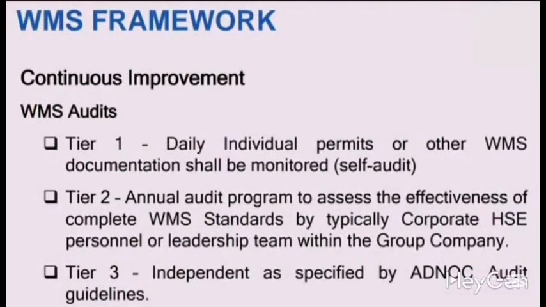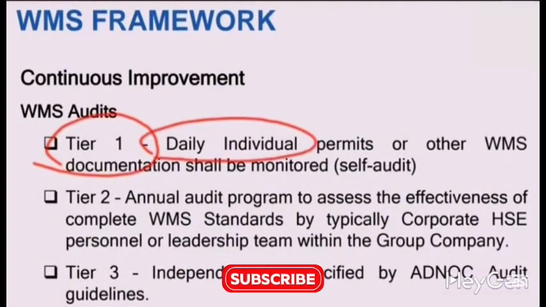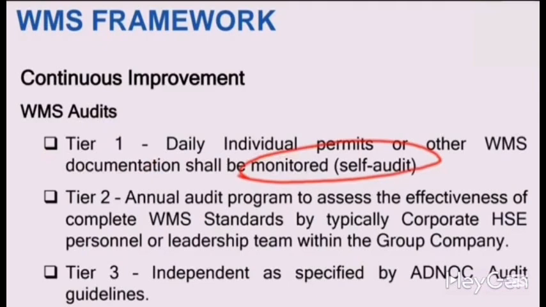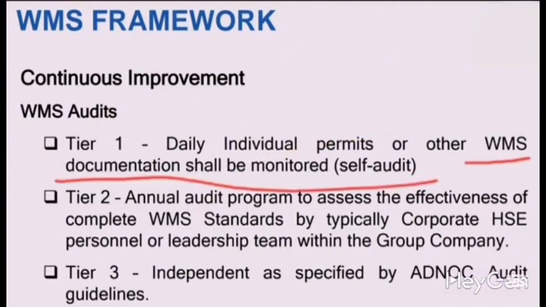So, first of all, we have the audit type Tier 1. This will be daily, for individual permits. It will be done by anyone who is involved in any way in the individual daily permit. They will conduct a self-audit on a daily basis. This is done individually for each permit on a daily basis.